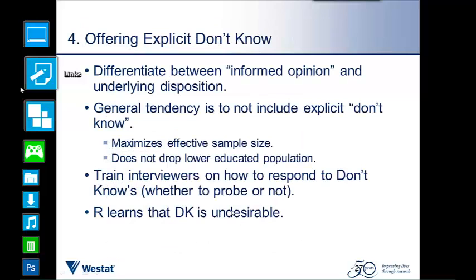So again, we want to just be able to really think about what we're looking for. Are we trying to go for an informed opinion, or do we not want to? Do we want to allow people that opportunity to say that they don't know? In general, the tendency is to not include that explicit don't know option, again, unless you really want to know the legitimacy of that response. It gives you a larger effective sample size with legitimate data for the options that you're presenting, and it does not drop the lower educated population who are more likely to select that don't know response.